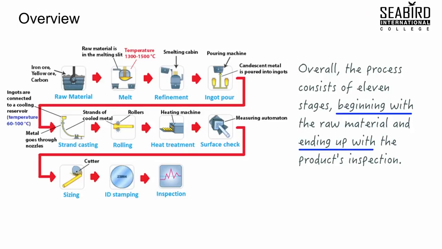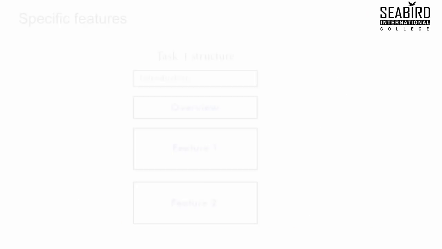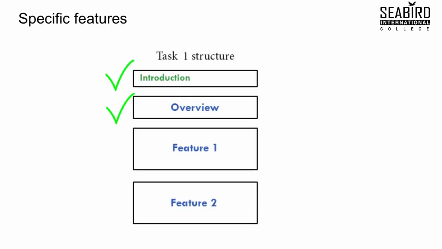So, this is how you should structure an overview. Overall, the process consists of X stages, beginning with something and ending up with something. Well, that's all with our overview, and we move on to the next paragraph. Once we have finished the overview, we should provide specific features in our next few paragraphs.